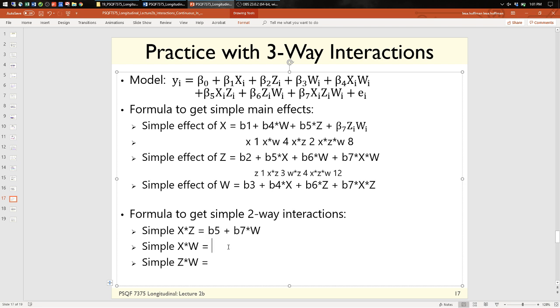We can do the same thing down here for x by w. That one is beta 6 plus beta 7 times what? Which one is the moderator? Yeah, z is the one that's left out. And then this one would be beta z. Oh, no, I got it wrong. That one's 4. Thank you. Yep. Times x. There you go. Got it. And that's how we do it.